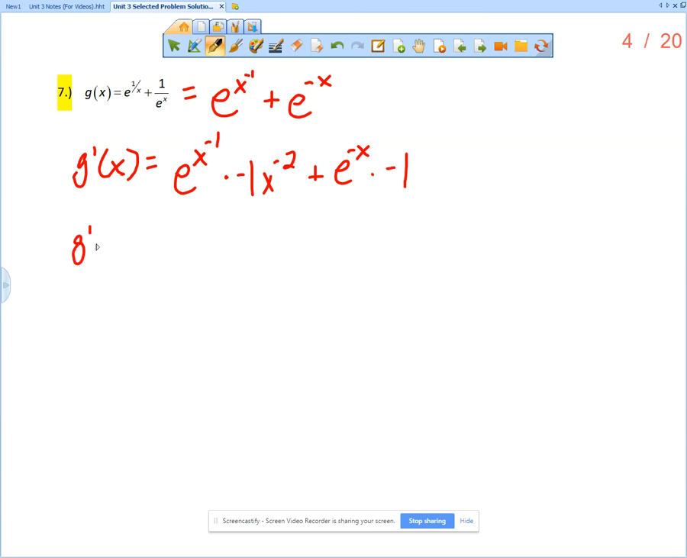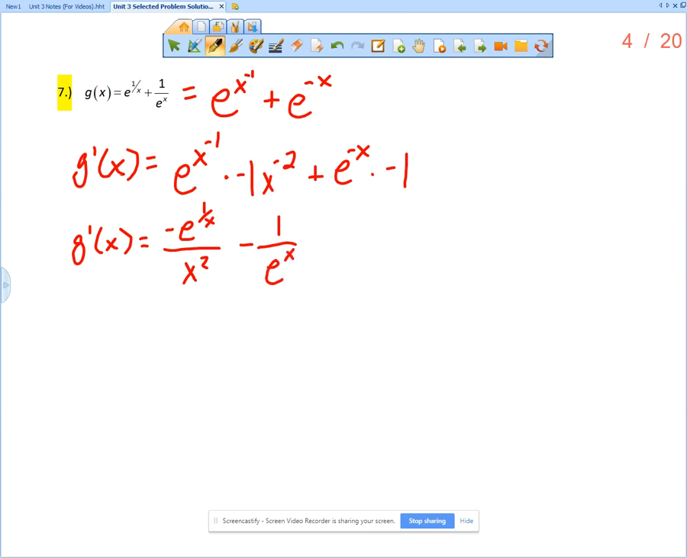So now we would probably just clean it up a little bit. All right, so e to the x to the negative first, that's e to the 1 over x, just like it was originally. And then I've got the times negative 1 x to the negative second. So I can put the negative in front, and then instead of x to the negative second, I can divide by x squared. Then I have e to the negative x times negative 1, so minus e to the negative x. But remember, that would be minus 1 over e to the x.